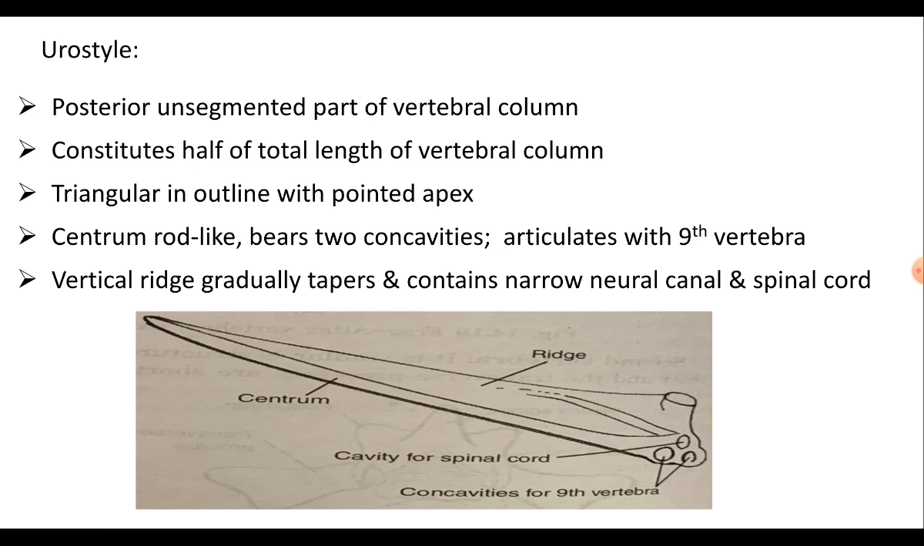The neural canal is small and narrow and encloses the terminal part of the spinal cord. There is also a pair of small apertures on either side of the urostyle at the anterior end for the exit of the last pair of spinal nerves.